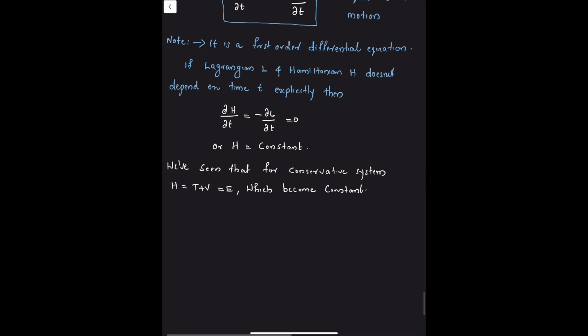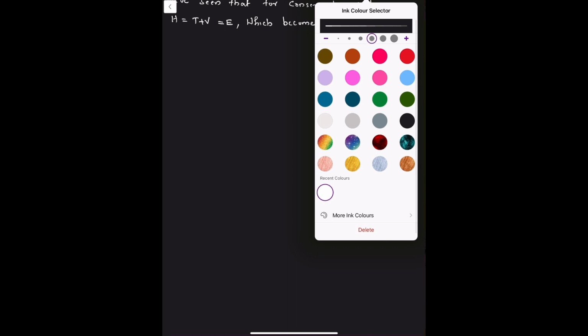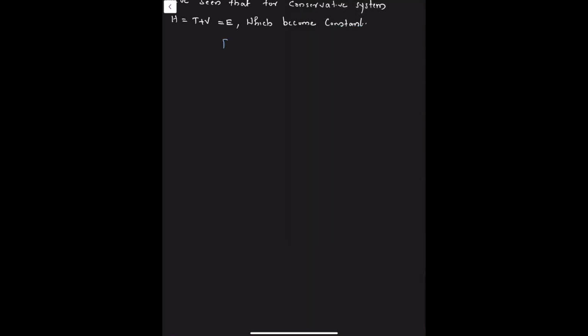Next is an example of Hamiltonian dynamics. Let us arrive at the equation of motion of a one-dimensional harmonic oscillator using the Hamiltonian dynamics approach. The question is: write the Hamiltonian and find the equation of motion for a one-dimensional harmonic oscillator.